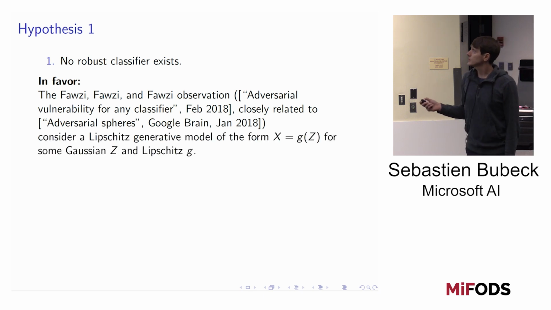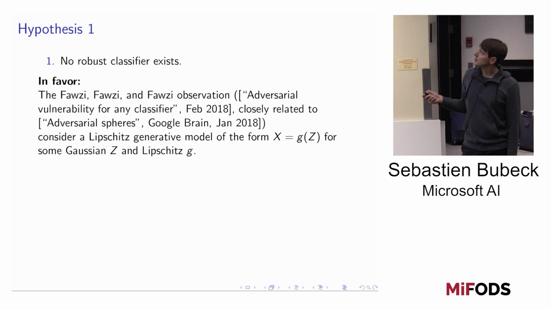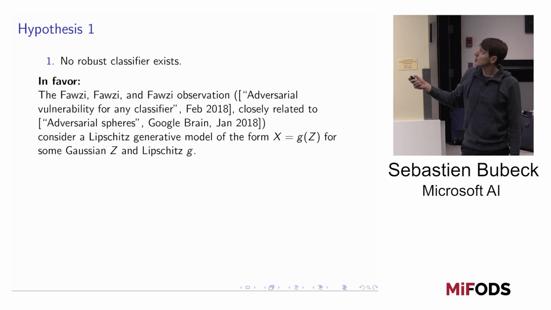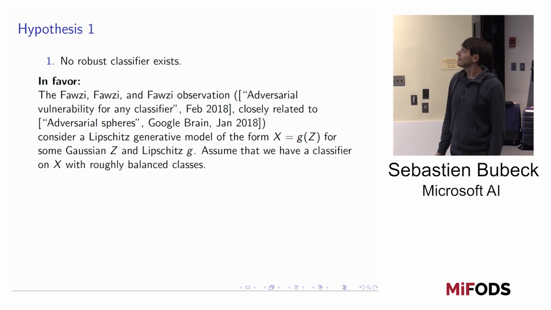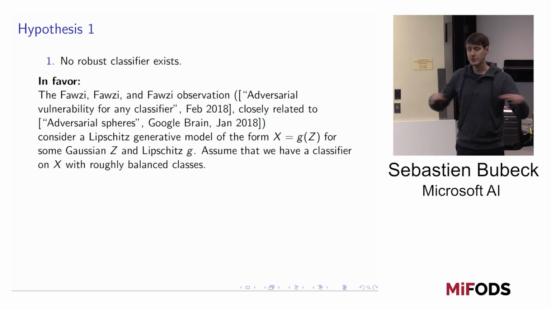So let's consider a Lipschitz generative model. What do I mean? You take the latent variable z to be some Gaussian, and then you generate your images, or your input x, by applying some Lipschitz map g. This is just a very general Lipschitz generative model. And then let's assume that we are in a very simple case where everything is balanced, so the 0 class and the 1 class are roughly of the same size.